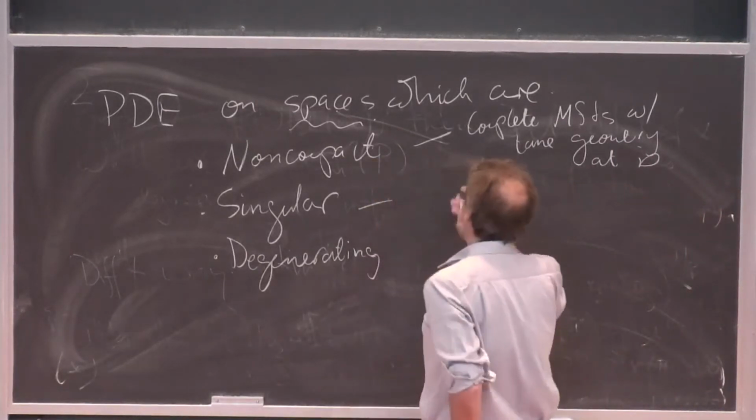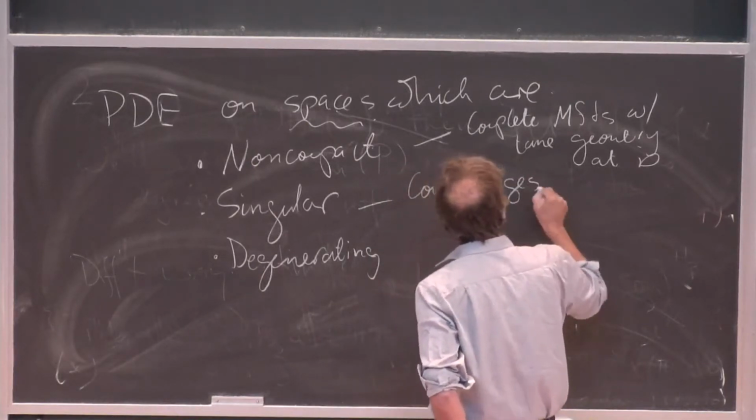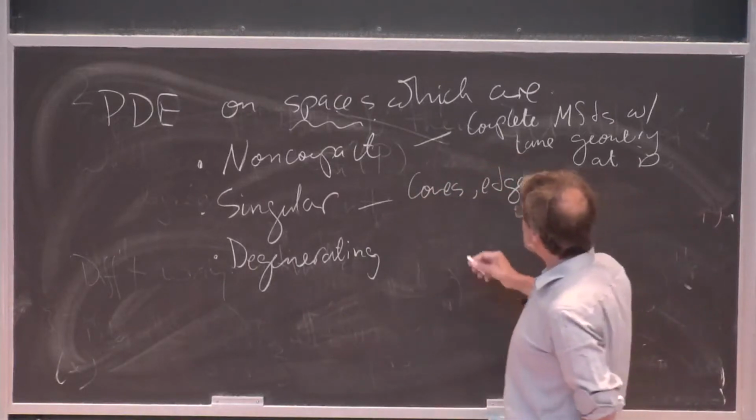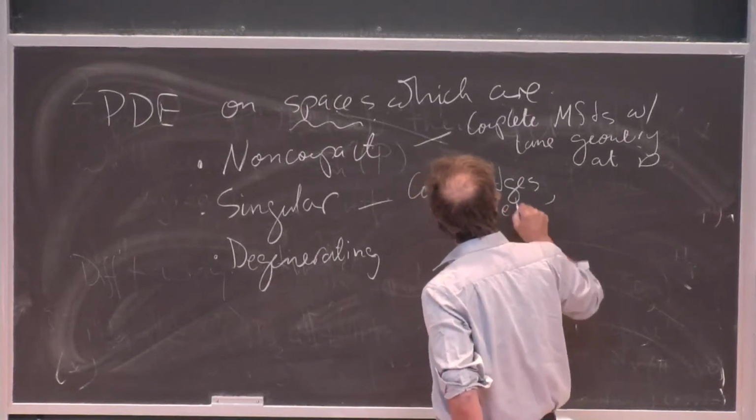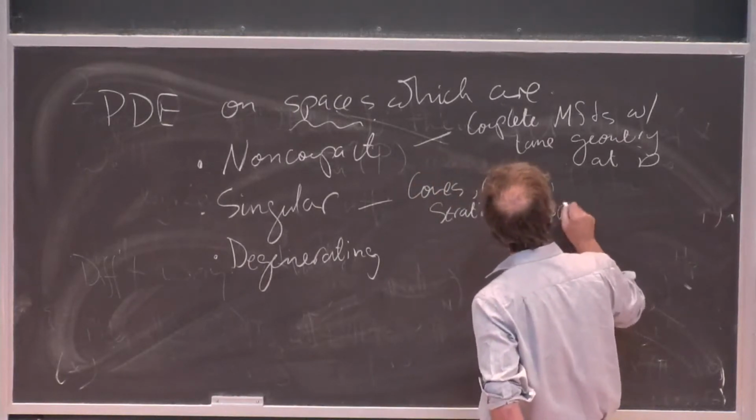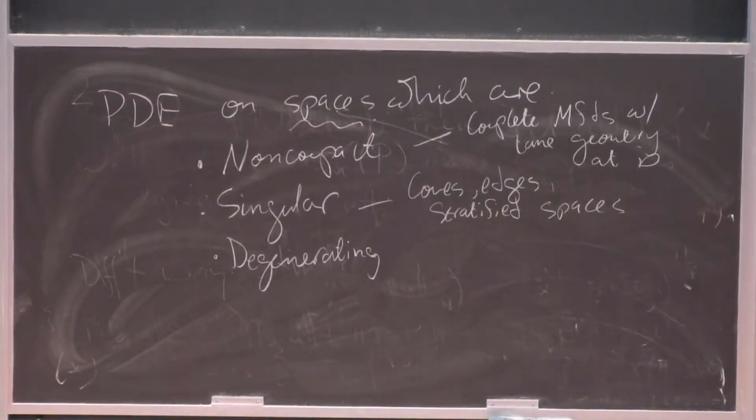Singular spaces, well, the simplest ones that one can think of are cones, edges, etc. And slightly more generally, these are contained within a class of things which I'll call stratified spaces. One of the great successes of the whole business is trying to understand analysis on these general stratified spaces, something that we've been thinking about for a really long time. And I'd say within the past 3, 4, 5 years, it's really come to a good state of fruition due to the efforts of a number of people in this room.